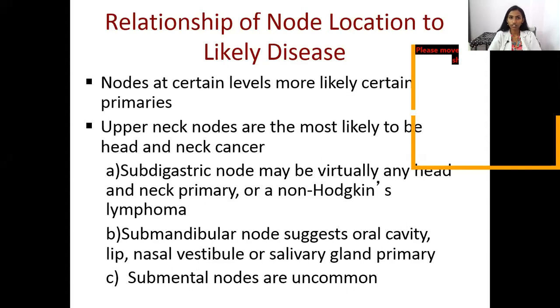The level of the lymph node is important because nodes at certain levels are more likely to indicate certain primaries. So upper neck nodes are more likely to be head and neck cancer, like the subdigastric node may be virtually any head and neck primary, or a non-Hodgkin's lymphoma, while submandibular nodes suggest oral cavity, lip, nasal vestibule, or salivary gland primary, and submental nodes are usually uncommon.